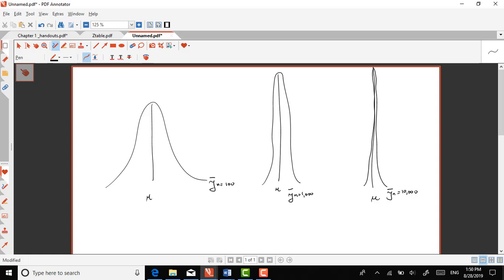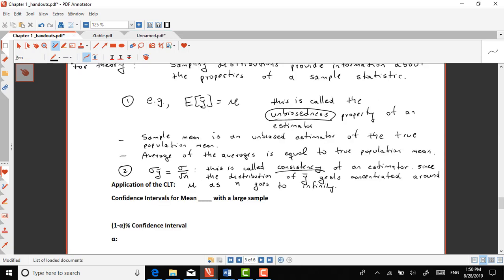But that's the general idea of why we prefer larger sample sizes to smaller sample sizes, even to calculate the mean. Having a large sample size makes you more likely to be closer to the true population value for the mean. So that's one way to think about it intuitively. These sampling distributions are important because they allow us to get information about the properties of our estimator, our sample mean.